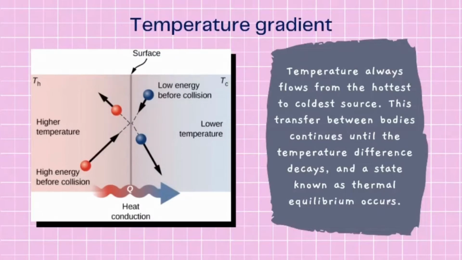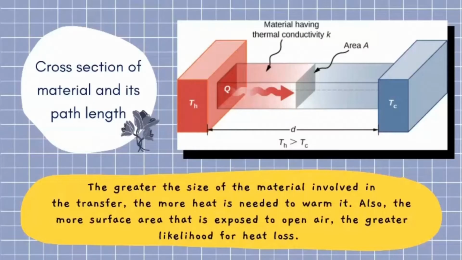A temperature gradient is a physical quantity that describes in which direction and at what rate the temperature changes in a specific location. Heat always flows from the hottest to the coldest source due to the fact that cold is nothing but the absence of heat energy. This transfer between bodies continues until the temperature difference decays and a state known as thermal equilibrium occurs.